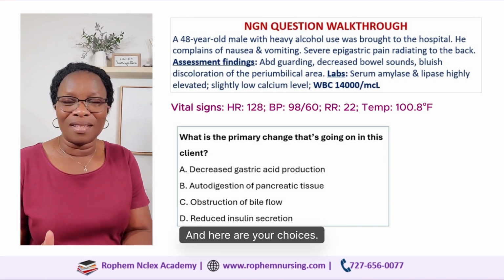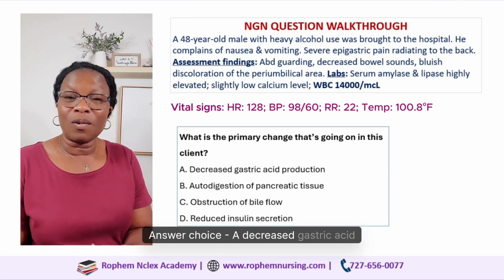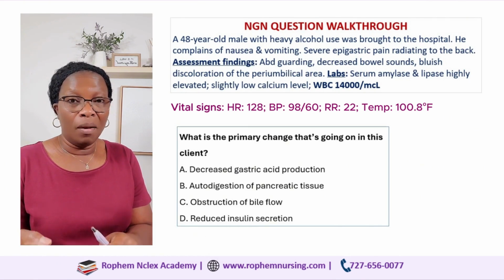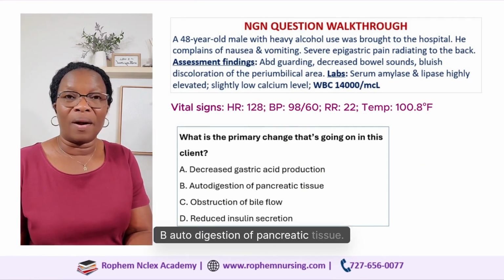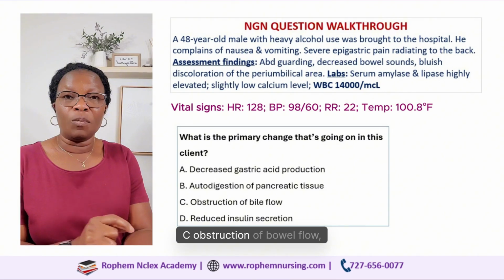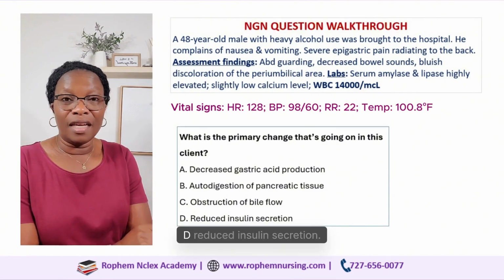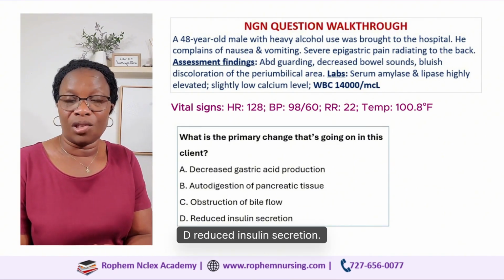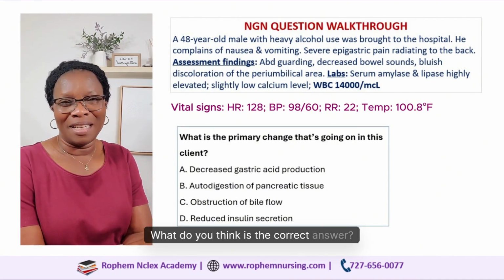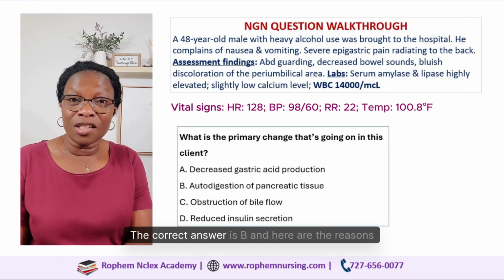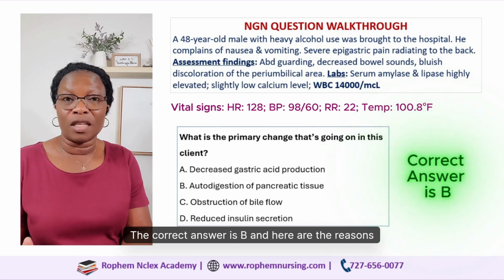And here are your choices. Answer choice A, decreased gastric acid production. B, autodigestion of pancreatic tissue. C, obstruction of bile flow. D, reduced insulin secretion. What do you think is the correct answer? The correct answer is B, and here are the reasons why.